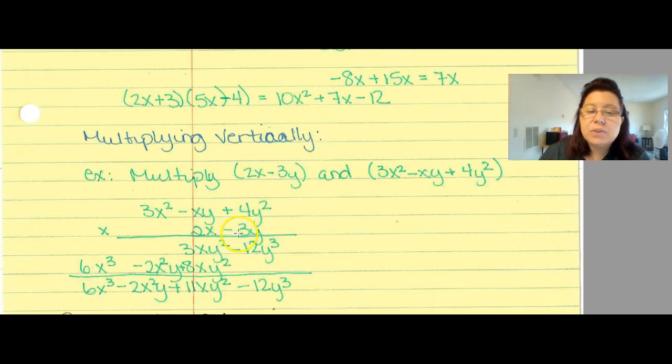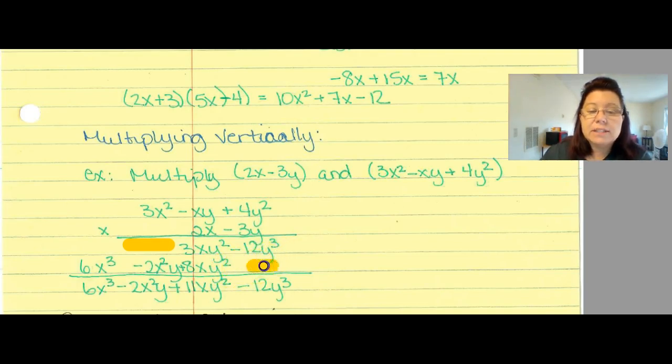Taking negative 3y times negative xy, I get positive 3xy squared. And then it actually looks like I'm missing one term. Negative 3y times 3x squared is going to be negative 9. Let's see. I am missing a term right there. So that should be, I make mistakes, sorry. Negative 9x squared y.